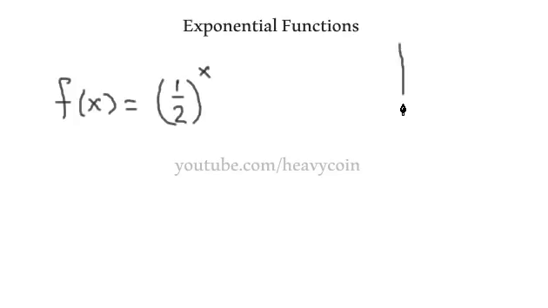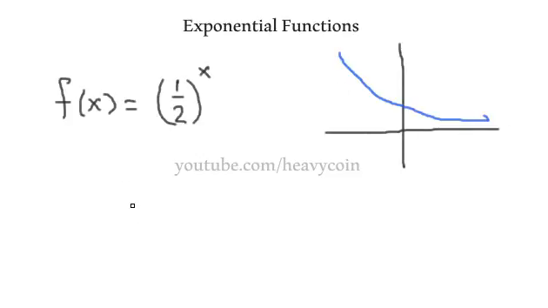Now what if we had f of x is equal to a half raised to the x? Now I think I graphed this out earlier. We're going to get a graph. How about I just do this in a different color? That's going to decrease. Okay, that's known as exponential decay.